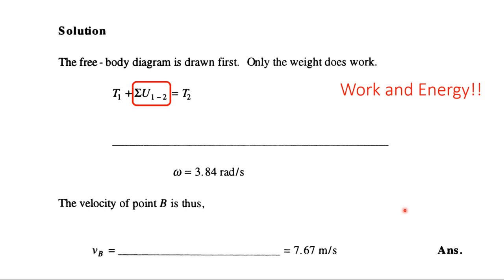The solution has been provided to you. The free body diagram is drawn first, and then only the weight does work. We use the equation T1 plus the sum of U from 1 to 2 is equal to T2. That's the work and energy equation that we talked about. The omega is equal to 3.84, which is the answer we need to find. Later, the velocity at point B is found by knowing omega and the r value, and it is equal to 7.67 meters per second.